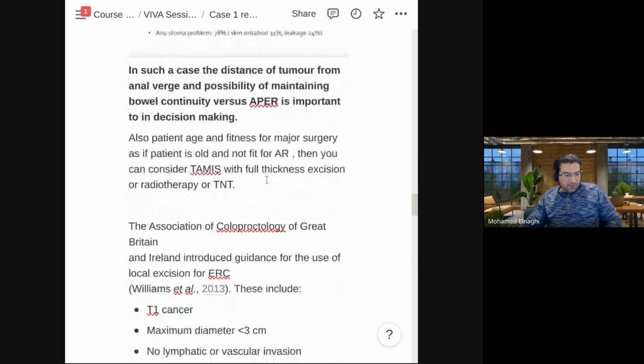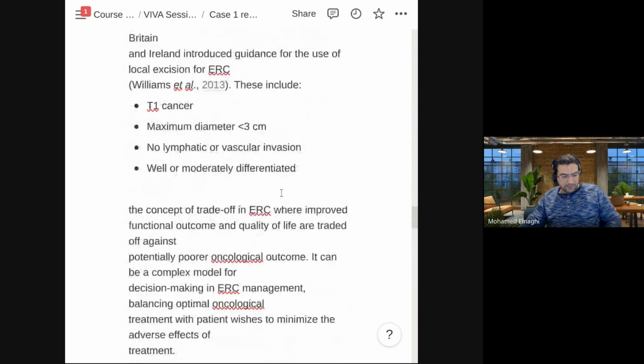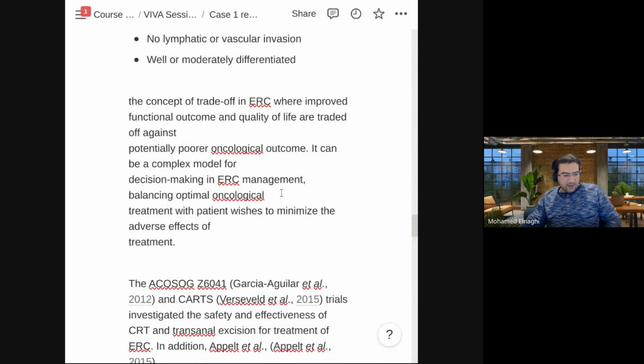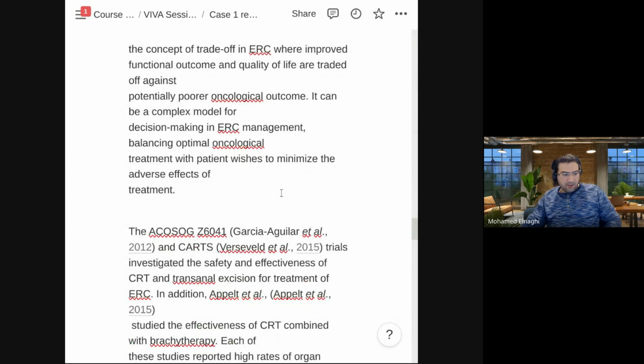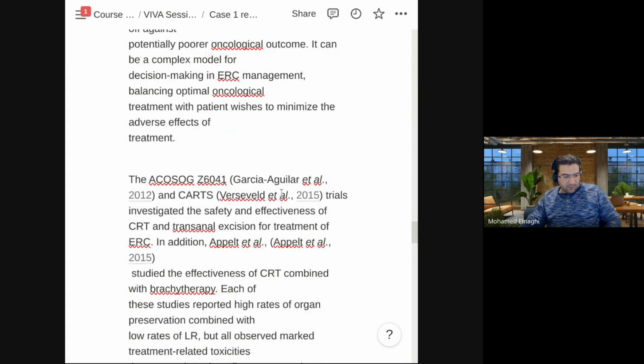Okay, so it's very important just to look at these guidelines from the Association of Coloproctology about rectal cancer. Okay, good. I think you've done very well, Amy. I think it is a very, very nice viva, I would say.